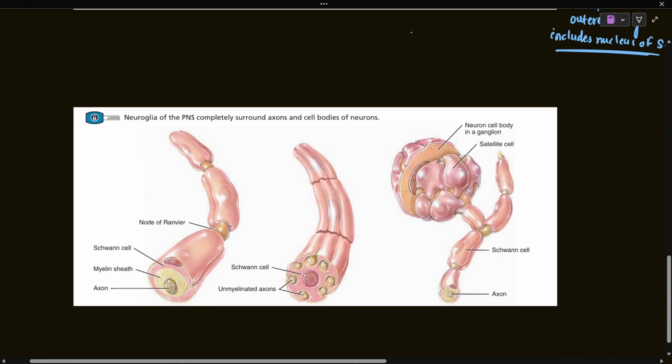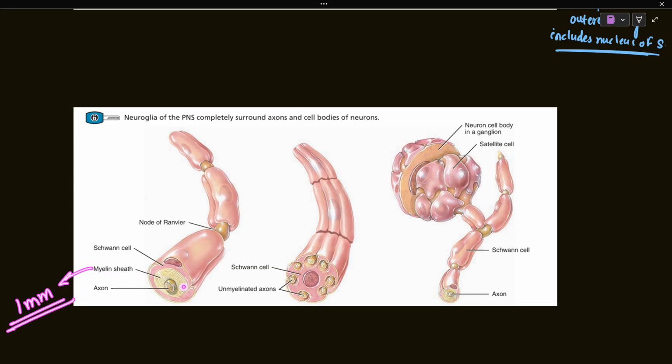So here there's one more diagram. Here you can clearly see this is the axon, and this is a Schwann cell, and this is the nucleus of the Schwann cell, while this is the cytoplasmic part of the Schwann cell. So the cytoplasmic part as well as the nucleus is on the outer side, and that is why this is what we call the neurilemma. Okay, while this yellow part is known as the myelin sheath. So this is the plasma membrane of the Schwann cell, which is wrapping itself multiple times around the axon. So this is about 1 millimeter thick. Okay, so this is the myelin sheath.